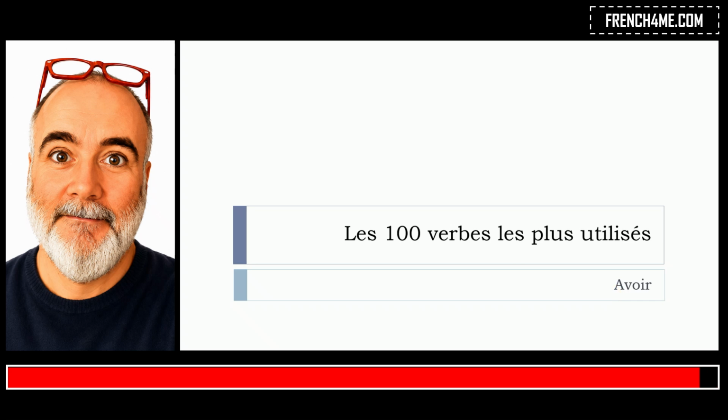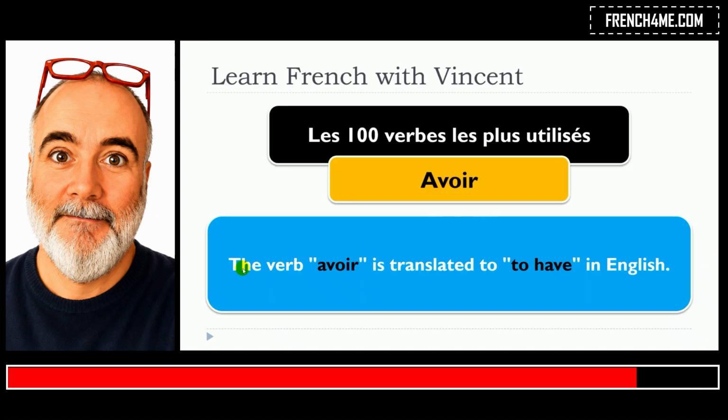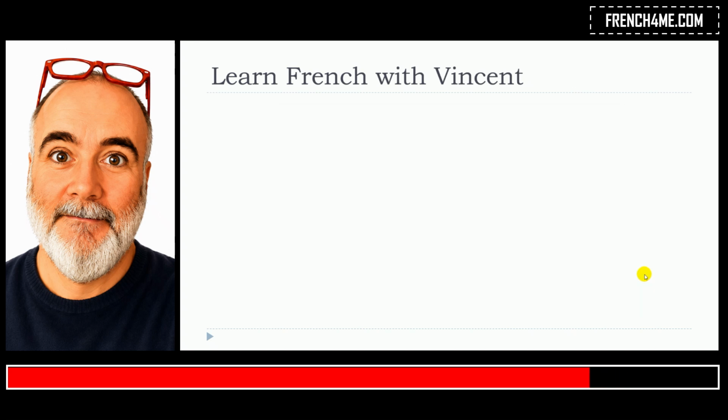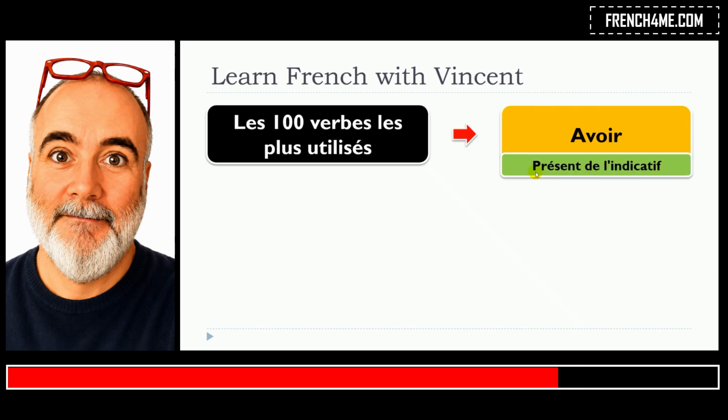In this lesson, we will see together the verb avoir. The verb avoir is translated to have in English. And so we will see examples with avoir in présent de l'indicatif.